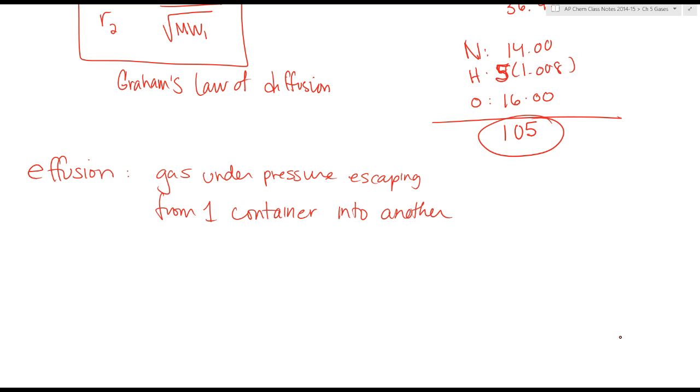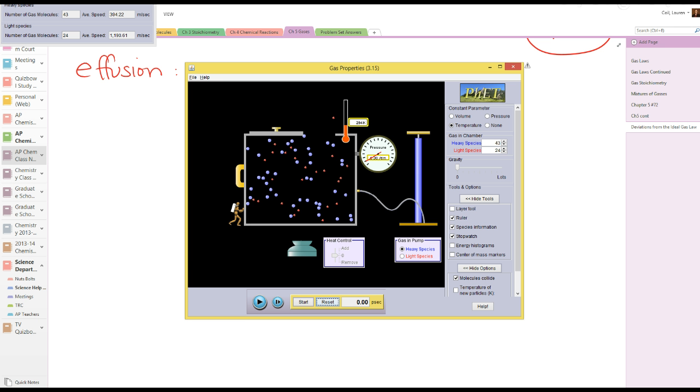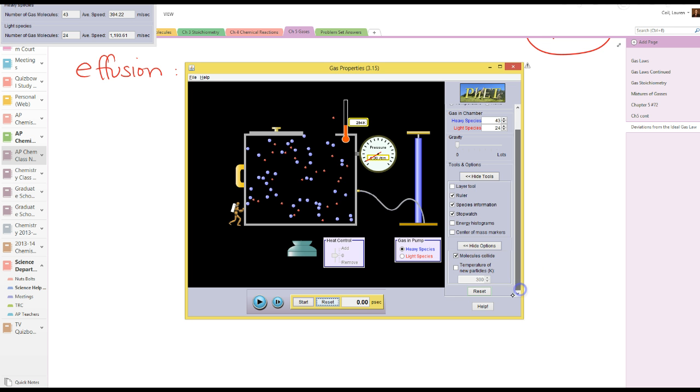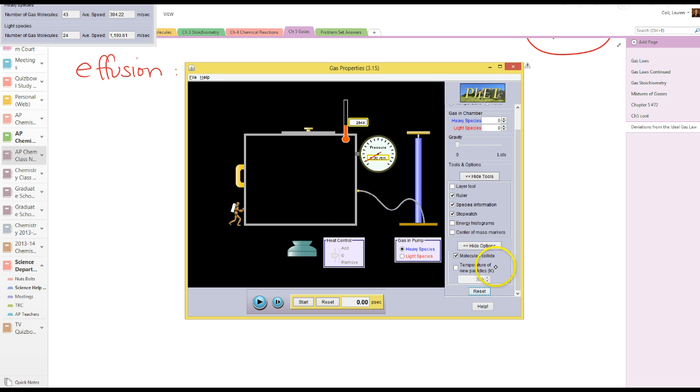If we want to look at effusion, I want to show you a demonstration of what that might look like. This is a PhET simulation that's showing gases moving around. What I want to do is reset this whole thing. You'll notice that I have a chamber here. There's a little guy pushing on it. I don't know what he does. I think you can move him up and down. But anyway, I've got a chamber here. This is the temperature. We show the pressure.